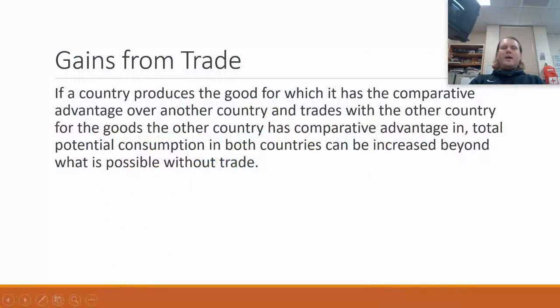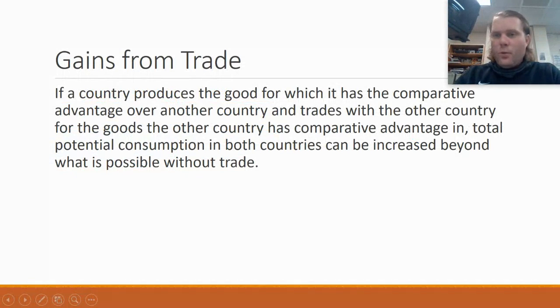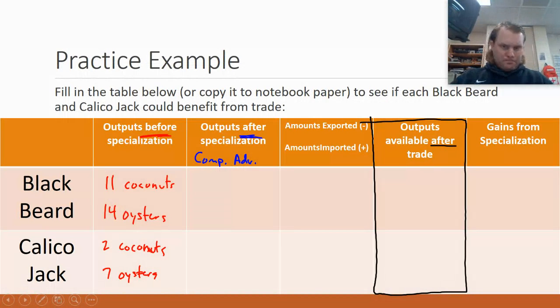Now, looking at our situation here, you might say, well, Blackbeard's just way, way, way better at producing stuff. Why on earth would he even waste his time with Calico Jack? He's got the absolute advantage. Calico Jack's going to waste his time. Now, we're going to prove here why trading is going to make them both better off. Okay. So anyway, I had this table. I'm going to pause again and fill this table out and I'll explain it after it gets filled out, and hopefully that speeds things up a little bit and you're not spending a whole bunch of time watching me write stuff down.